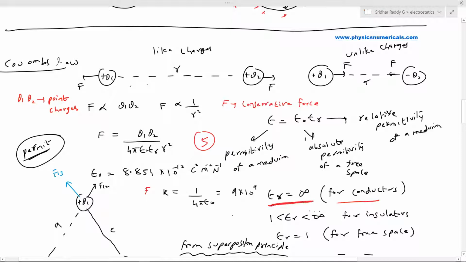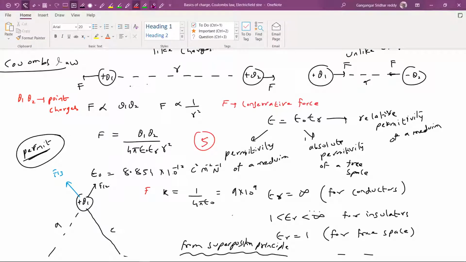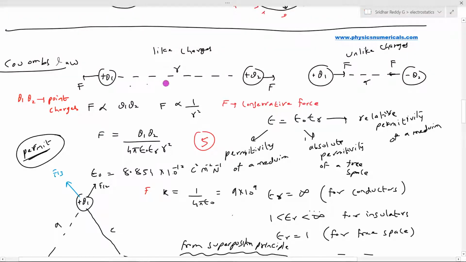Infinity, relative permittivity. If I bring a conducting medium here, the conducting medium will not permit these charges to interact. So what is the relative permittivity for conductors? It will be infinity. Substitute here, infinity. 1 by infinity will be 0. So there is no force of interaction.